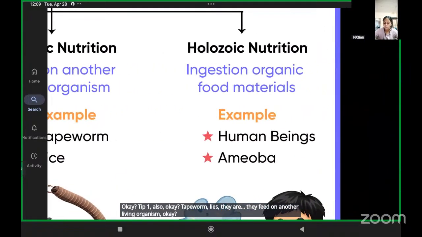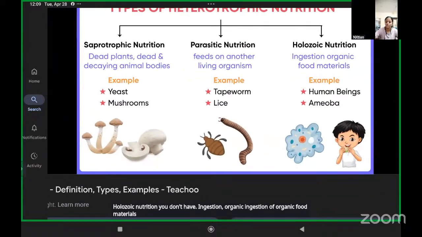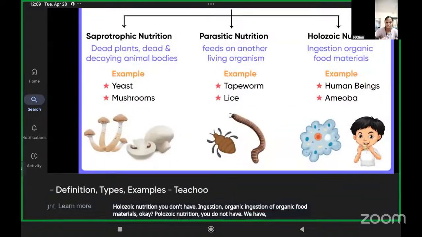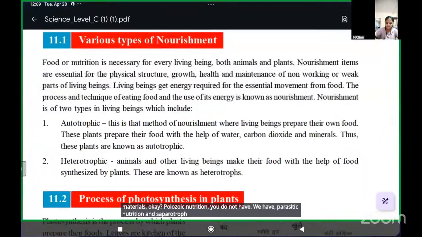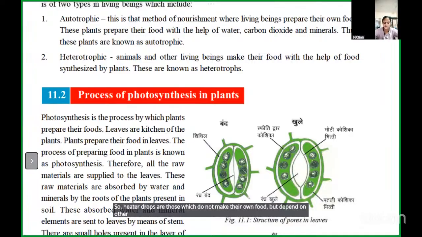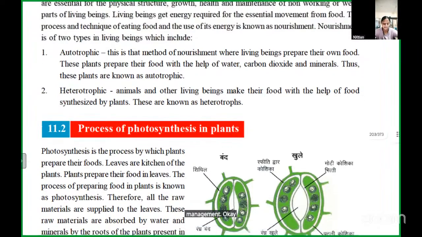Holozoic nutrition, ingestion of organic food materials, you do not have. We have parasitic nutrition and saprotrophic nutrition. So heterotrophs are those which do not make their own food but depend on other organisms for food, and autotrophs are those which make their own food. That is your two main categories of modes of nourishment.